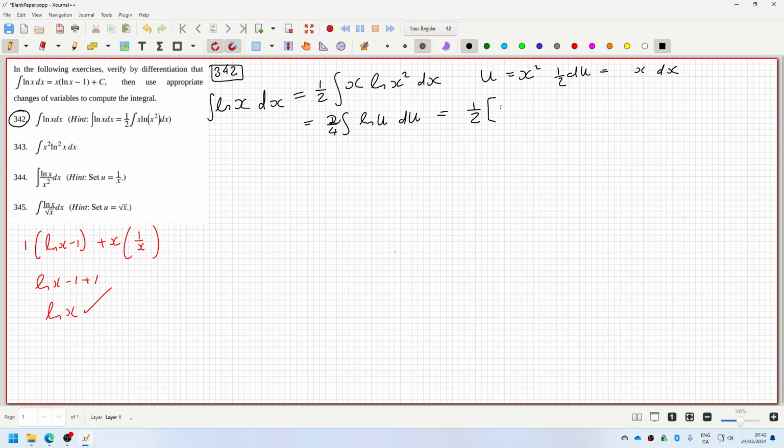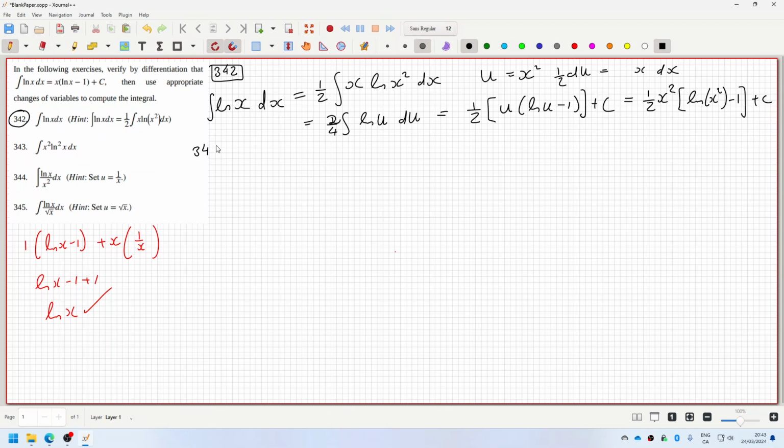So that would be u log u minus 1 plus c. So that would be a half x squared, and then log x squared minus 1 plus c. Can't check it because it's even.